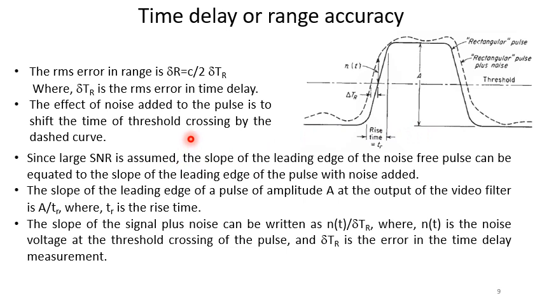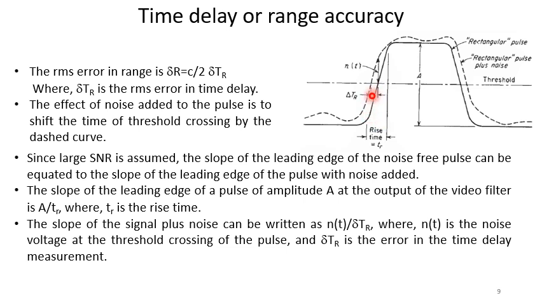Now we will consider the time delay or range accuracy. For that, we have plotted two figures. One is the transmitted almost rectangular pulse, and with this dotted line, we have plotted the original rectangular pulse along with the noise. The rise time is the time taken by the pulse to rise from 10% to 90%. So this is the rise time.